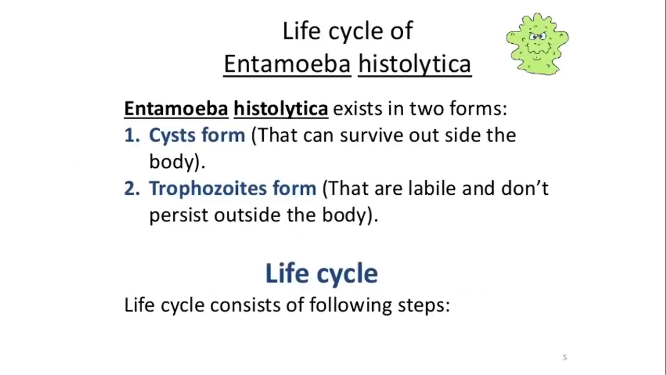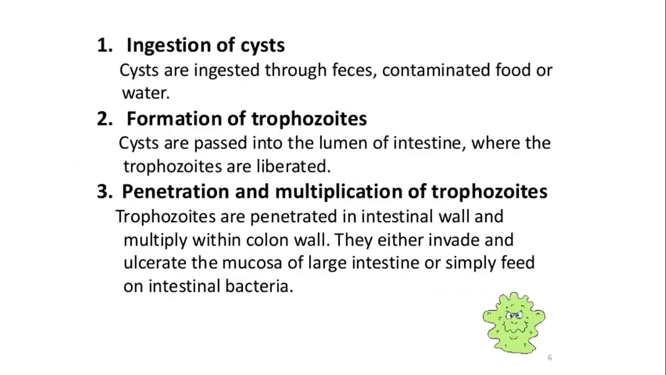Regarding the life cycle of Entamoeba histolytica, it exists in two forms: the cyst form that can survive outside the body in water or food material, and the trophozoite form that is labile and does not persist outside the body, and goes inside the body. The life cycle follows these steps: ingestion of cyst, formation of the trophozoite, penetration and multiplication. I am not discussing more because we are not going to study the pathophysiology. I will be starting the drugs.